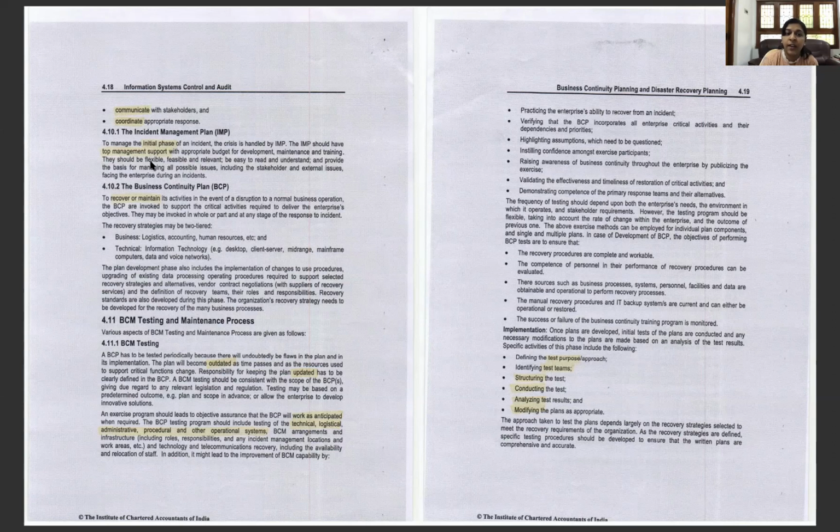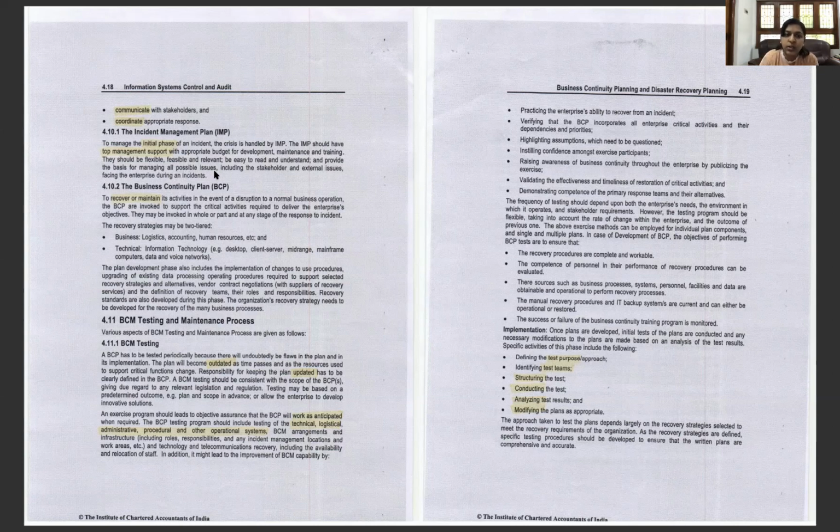Okay, and the plans should also be flexible, feasible, relevant, and easy to read, because the one who is going to act is not the top management. The one who is going to act is at the bottom level. So it should be easy for them to read and understand, and provide the basis for managing all possible issues, and should serve as a guide for that. Okay. So what is the incident management plan? It is the initial plan. It should have top management support. Why? For budget, maintenance, and training. What else should be there? It should be flexible, feasible, relevant, and also easy to read.